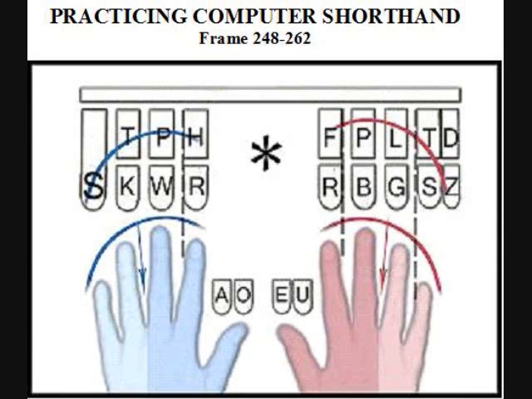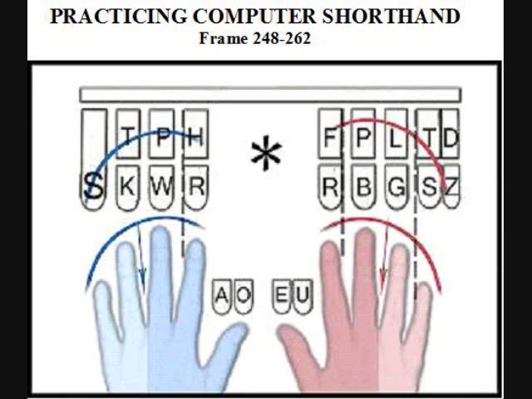Okay, this is the 17th tape in Practicing Computer Shorthand, and it covers study frames 248 through 262. And this will get us most of the rest of the way through the high frequency phrase drills, so hang in there. Okay, frame 248 is shall when it comes first in the phrase.